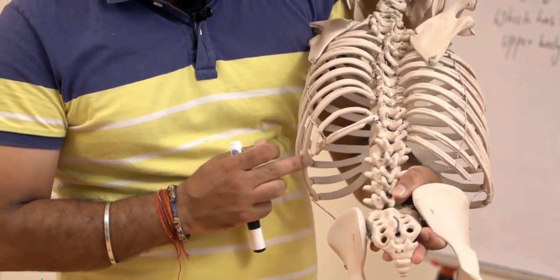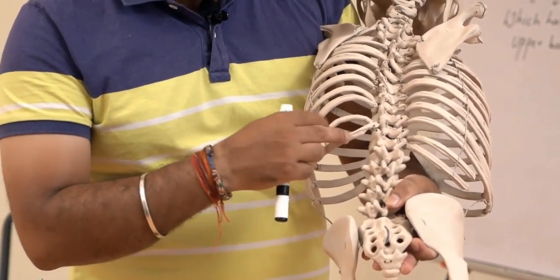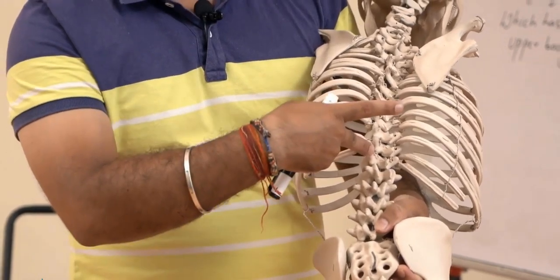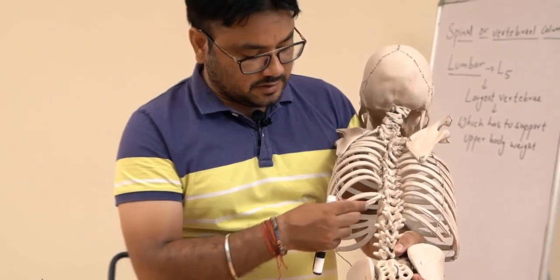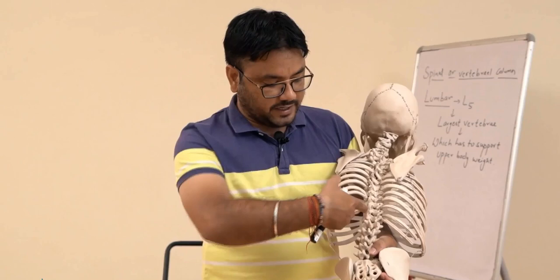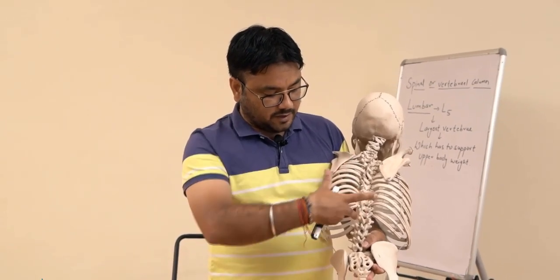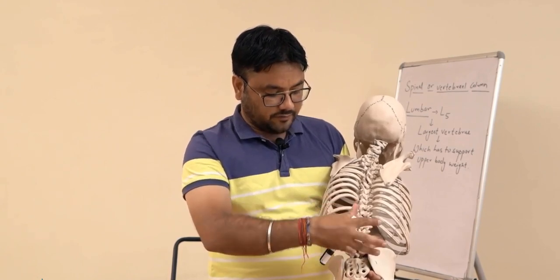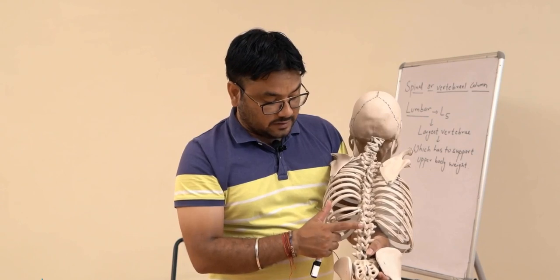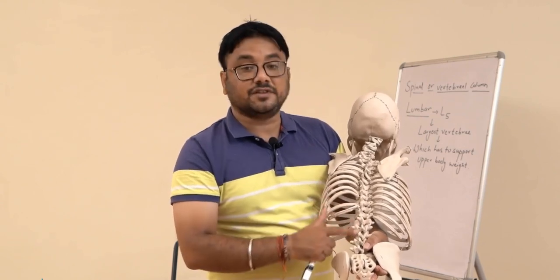If we go from the lower part of the rib cage, the floating ribs, towards the center, you find the T12. Just go slightly below: L1, L2, L3, L4, L5. This is what we call the lower back.